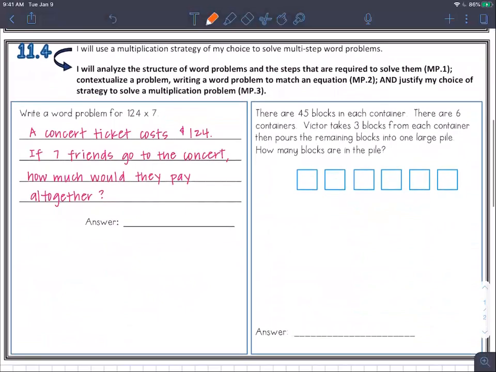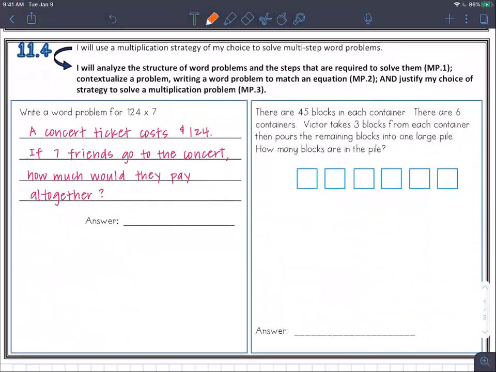Okay, let's take a look. Some of these are actually more challenging than what you will see in stepping stones, but that's okay, right? So a concert ticket costs $124. If 7 friends go to the concert, how much would they pay altogether? So I'm solving for 124 times 7. If I use standard algorithm, 124 times 7. Now I actually have a 3-digit number, and that's good to know because even if our stepping stones doesn't have 3-digit numbers, it's the same strategy.